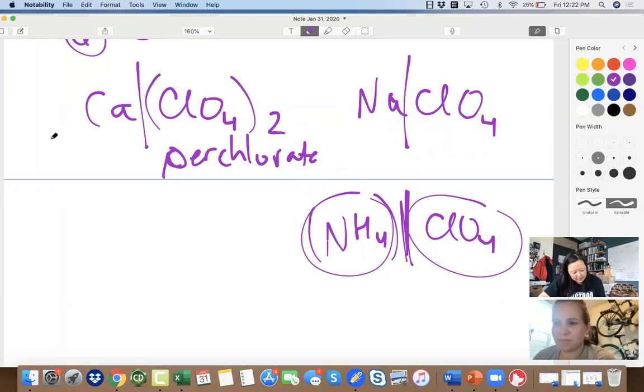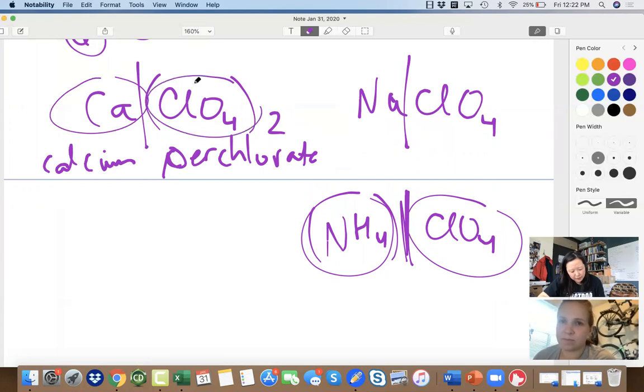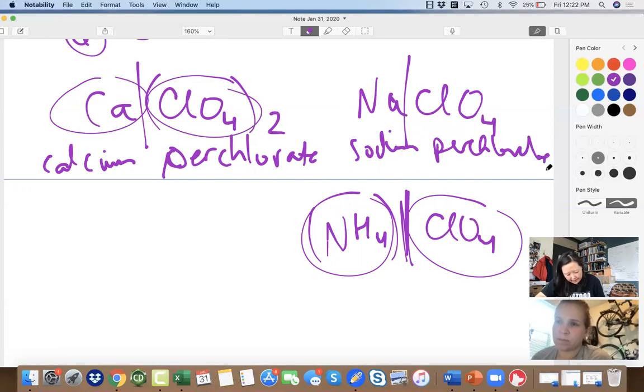So then we have calcium. So we have calcium perchlorate. That's it. We figured out what two things we need to name. Here it would be sodium perchlorate. And here we have ammonium perchlorate.